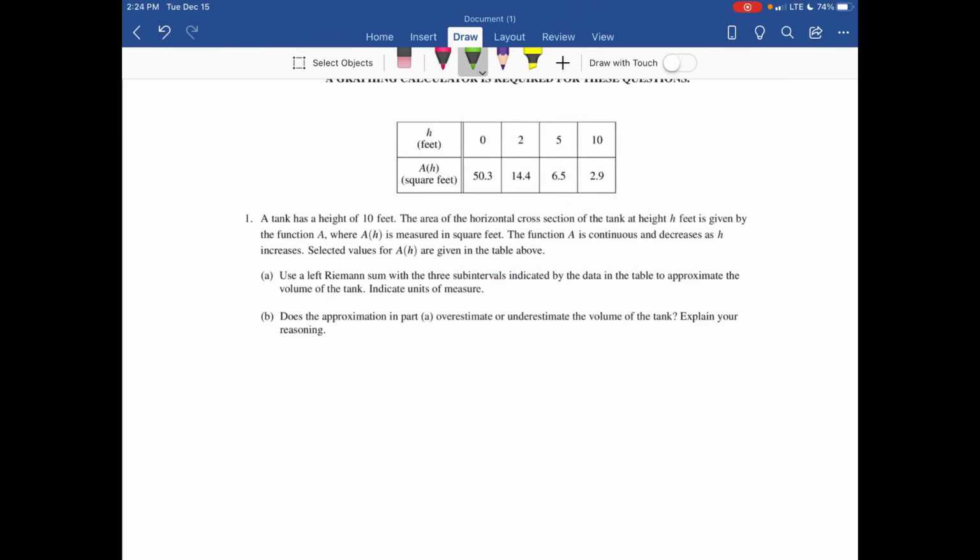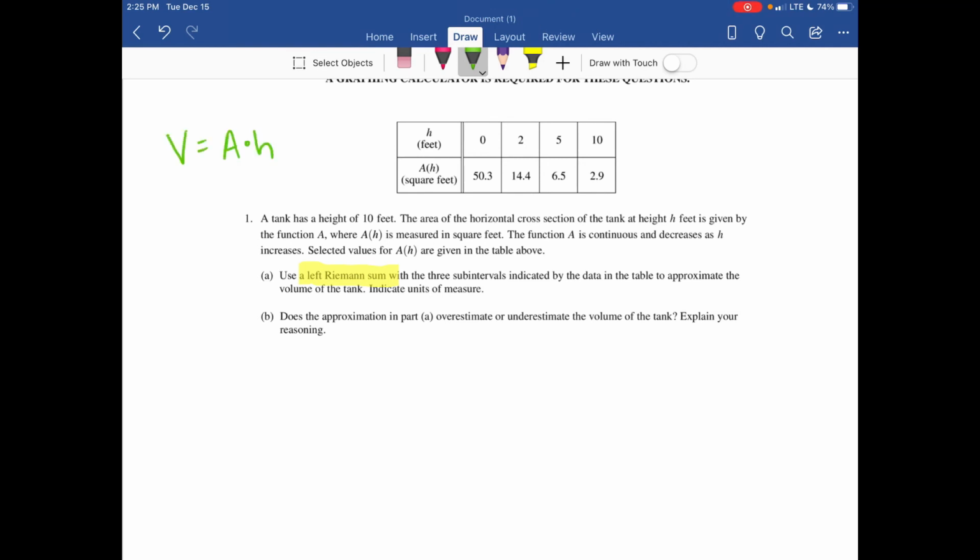Let's look at this example where our widths are not equally spaced. So here we are given a tank that has a height of 10 feet, and the areas, the A of H, are cross sections of the tank at certain heights H. So we have A of H, and that is our area, and that's in square feet, and H is in feet. So we know A to be continuous and strictly decreasing as our H gets bigger. So here we've got this table of values. We're asked to use a left Riemann sum with 3 subintervals to approximate the volume of the tank.